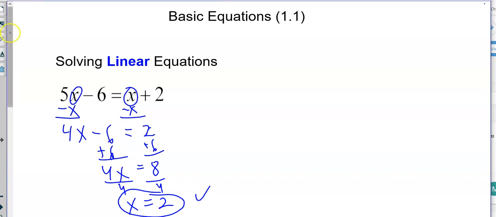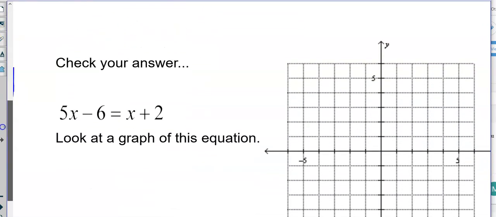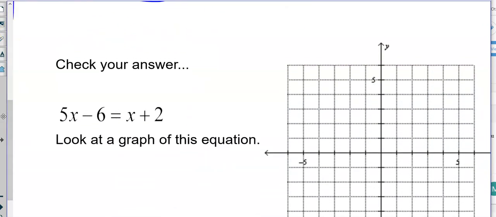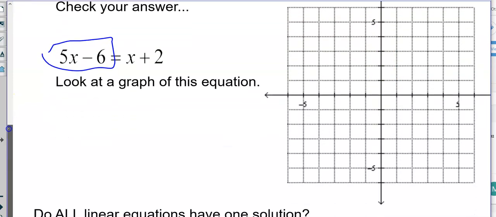Another way to check your work, this would be kind of a little bit strange, but if you graph both sides of this equation, let's just try it. So I'm going to graph this side in blue here, so this will be 5x minus 6. So let's see, minus 6 right here, slope of 5, so 1, 2, 3, 4, 5 over 1. Graph looks something like this. It's hard to get exactly, but there you go.